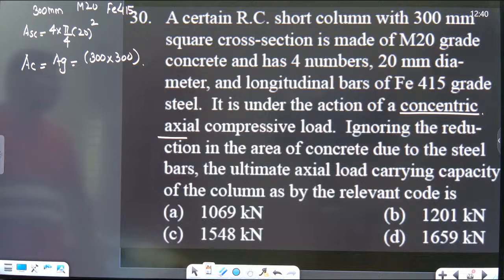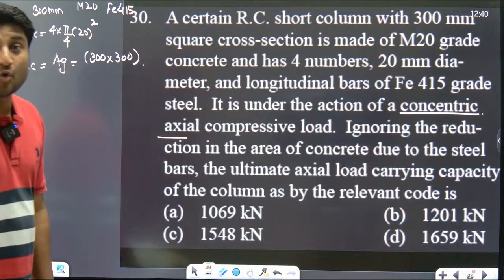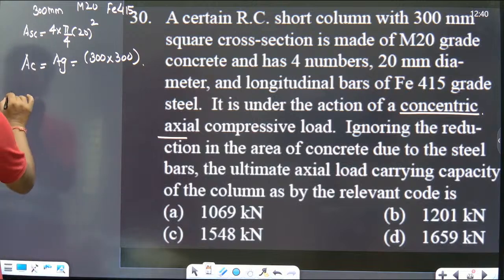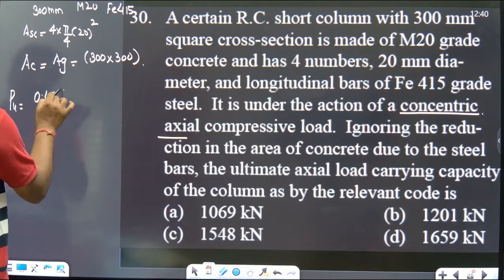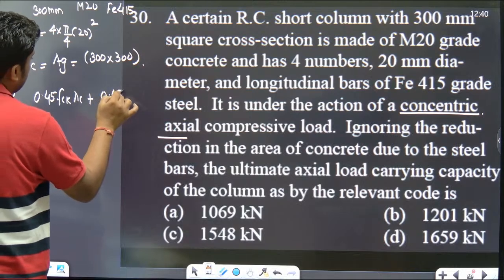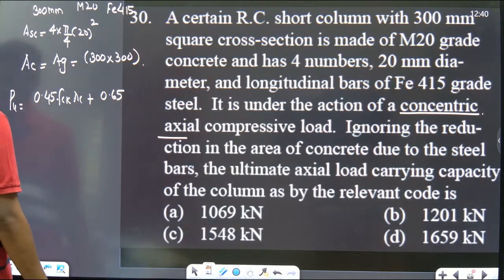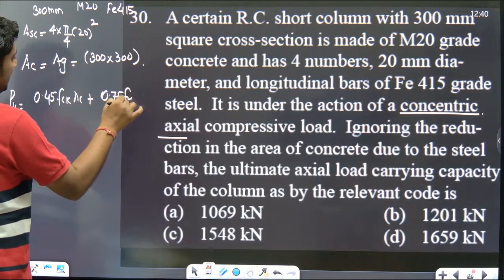As per the question, we are solving the question. The ultimate load carrying capacity of the column by the relevant code is, so you can see what the load carrying capacity here is. It is a concentric load, so this is nothing but 0.45 fck into area of concrete plus 0.75 fy into area of steel.